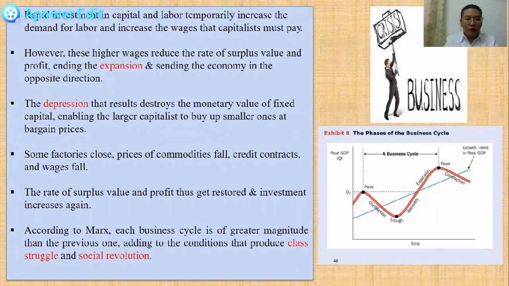So some factories close. Prices of commodities fall. Credit contracts. The rate of surplus value and profit gets restored and investment increases again. According to Marx, each business cycle is of larger magnitude than the previous one, adding to the conditions that produce class struggle and social revolution.